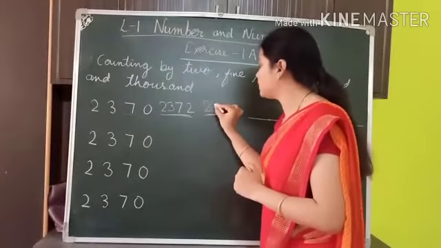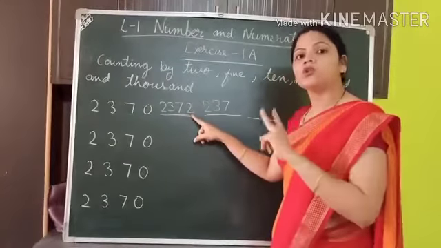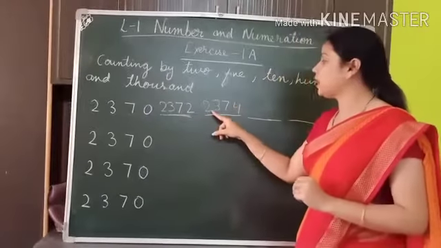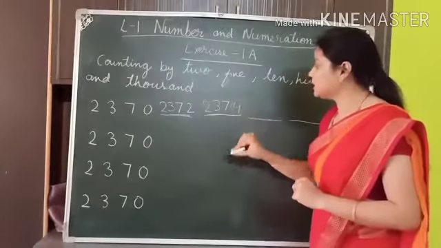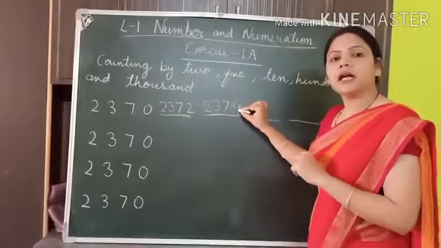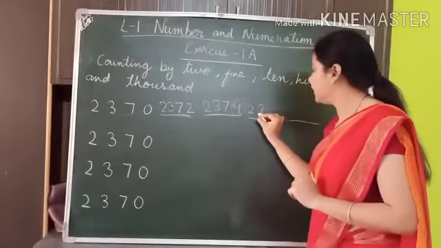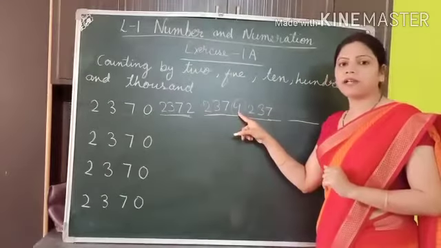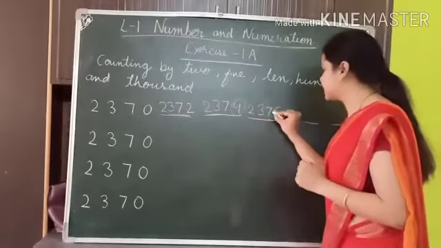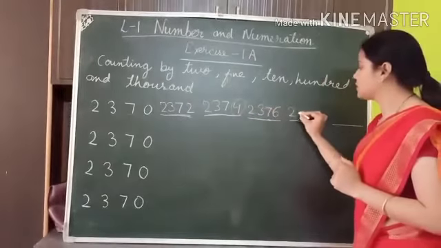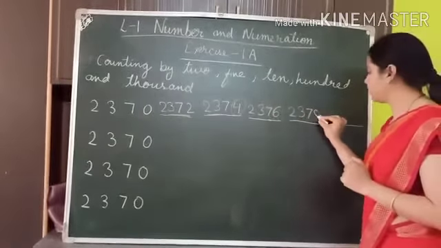After that, again we have to count by 2. So what will we write? 2372. We have to add 2 here, so 2374. Now here again we have to add 2 to the number placed at the 1's position. So 2374. What number will we get after adding 2 to this number? 4 plus 2 is equal to, very good, 6. Now again, 2376, and then 6 plus 2, very good, 8.